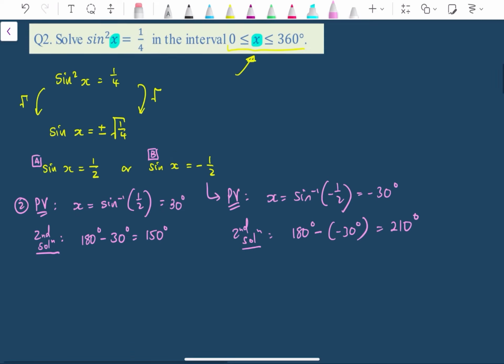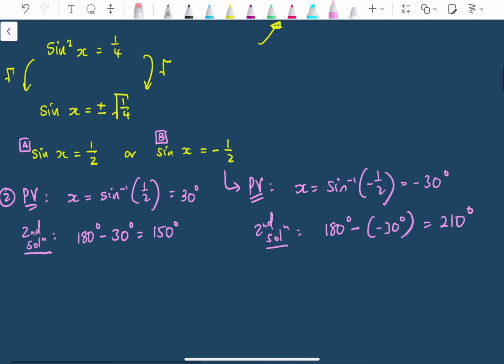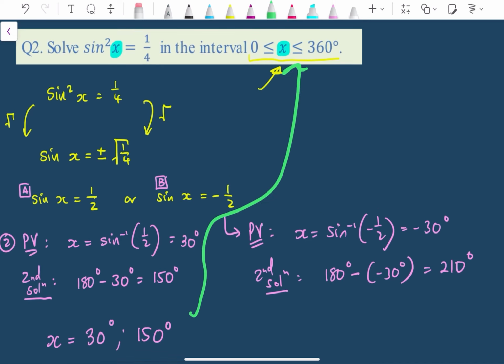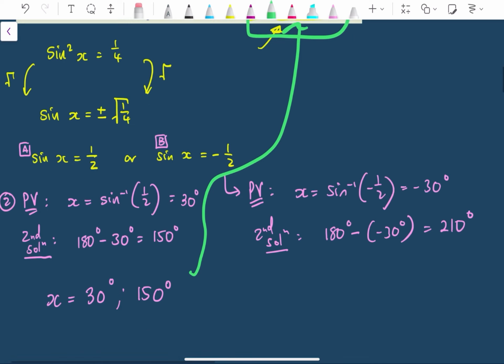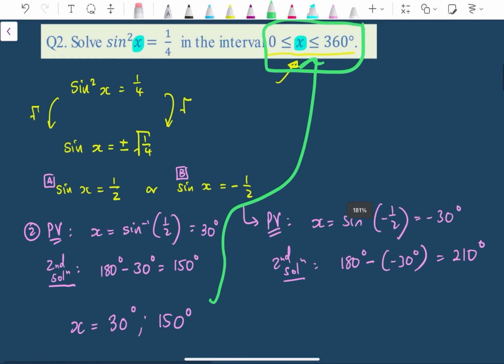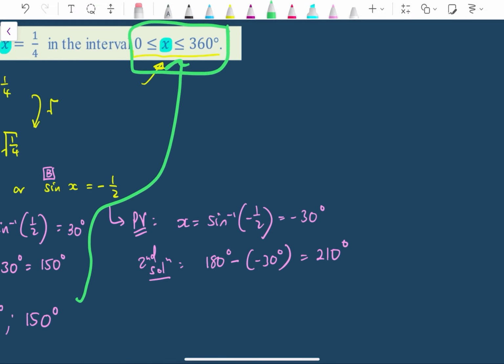Okay, so if I list this out, then for equation A, I get x equal to 30 degrees and 150 degrees. Remember, always compare in the end. Have you found all the solutions in the given period? I have, so I'm happy with that. Because if I add 360 to either of these two values, it will go over 360. Now I check for equation B, my two solutions, negative 30 and 210 degrees.